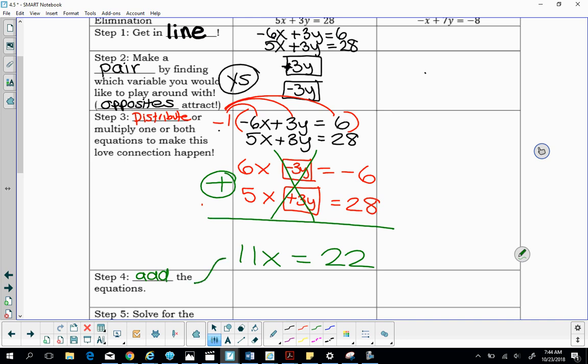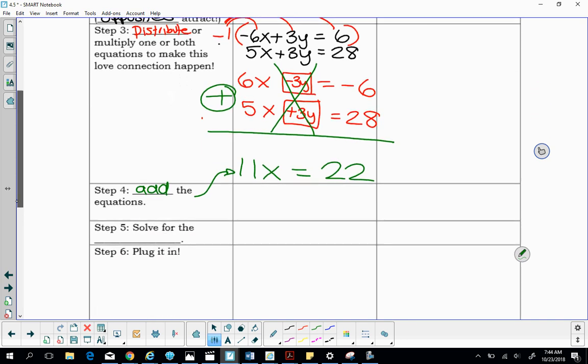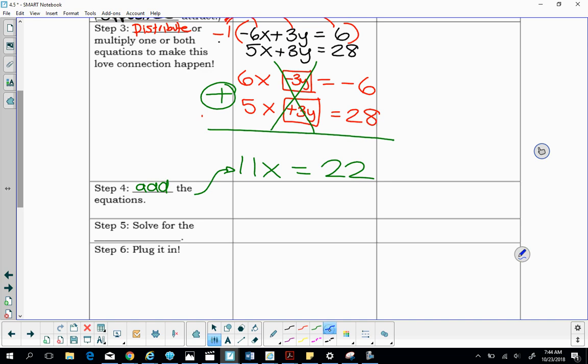And so this part should be right down here. 11x equals 22. Then the next step, step 5, says solve for the variable. So how would I get x by itself? I'm just going one box up. Divide by 11 on both sides, and you end up getting x equals what? 2. So that means your x coordinate, where those lines intersect, is 2.